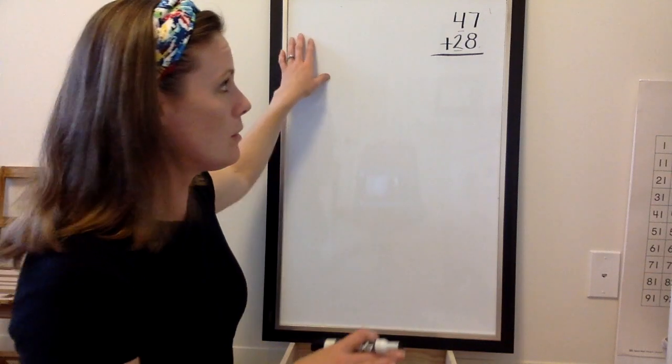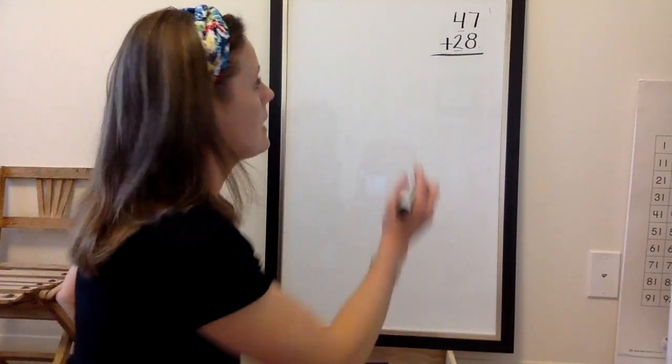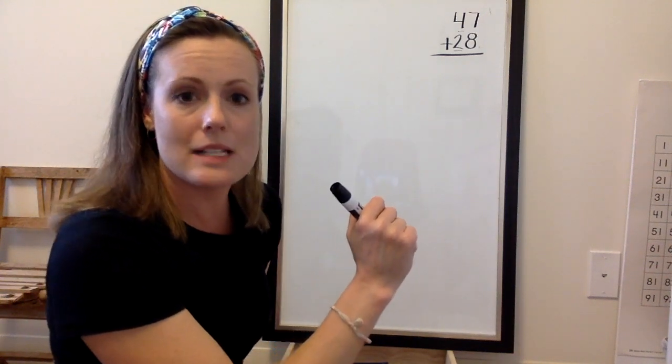So we're still using the same question of 47 plus 28. Okay, so when we're using a place value mat, we're not going to use the hundreds column, because we're not dealing with numbers over 100. We're just using our tens and our ones. So I'd like you to draw yourself a place value mat.